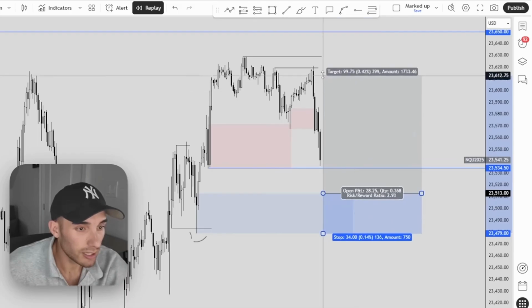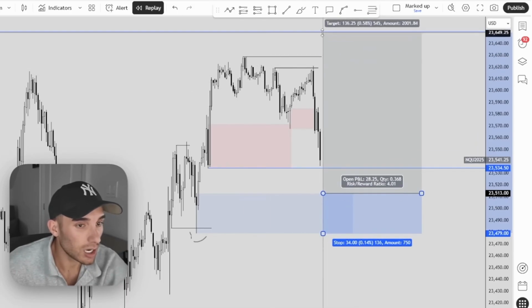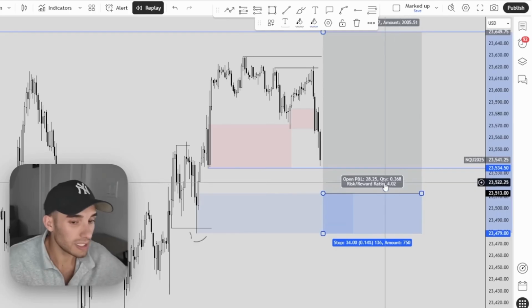And then my targets: you have the equal highs left for us in Asia, and of course our higher time frame target to the left hand side. So you can see now the RR makes more sense. We're risking 1R to gain about 4R.